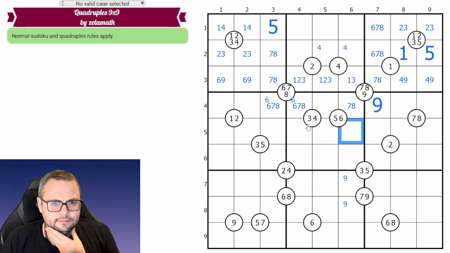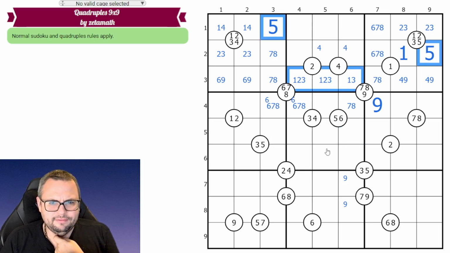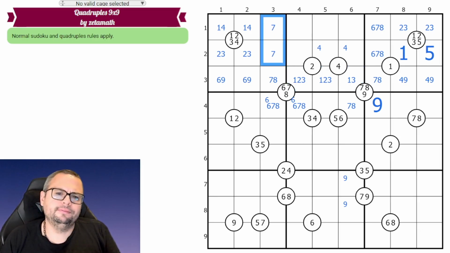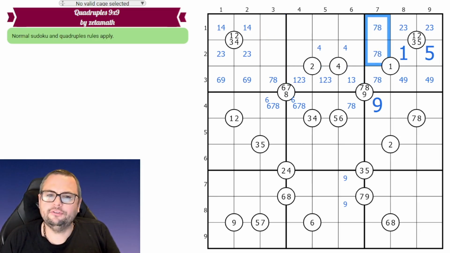What did I do? Because I broke the puzzle. The puzzle is broken because I am now claiming that the 5 goes in one of these cells, which does not seem to be true. Oh, I see. I understand what I did.